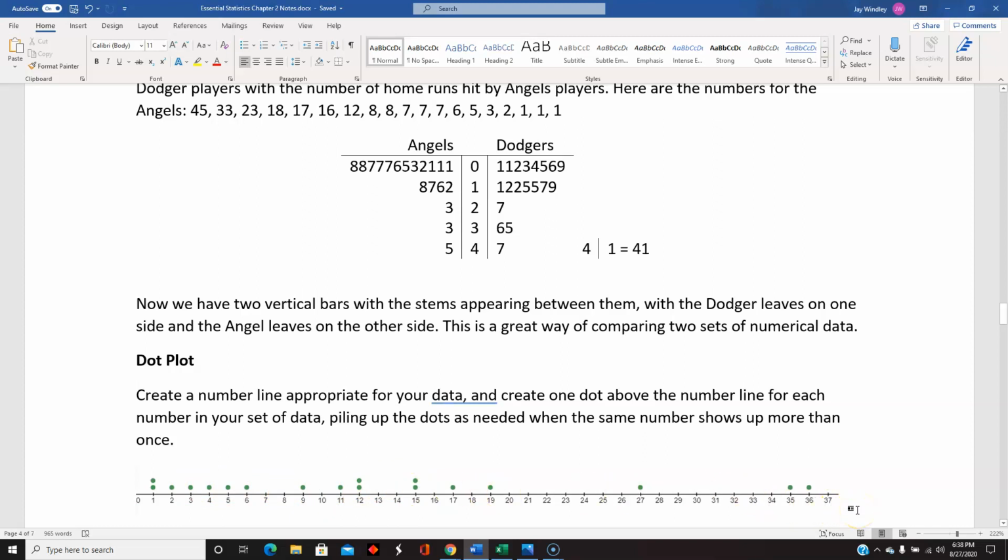And so all you need is a number line and start piling up the dots above each number in the number line representing the numbers that are in your data set. Also notice I keep referring to this as a number line. I need to have all these numbers on the number line even if there's no data associated with it. If there's a gap in our data, then I need to see a gap in our graph. Similarly, up here with the stem and leaf plot, same type of thing. If there was nobody that hit 20 something home runs, I would still have to have a stem for the 20s. So that's a dot plot.